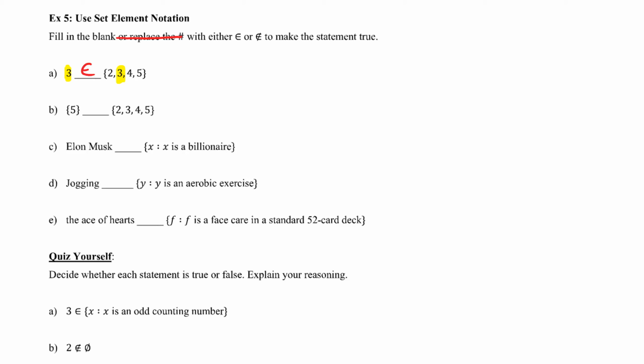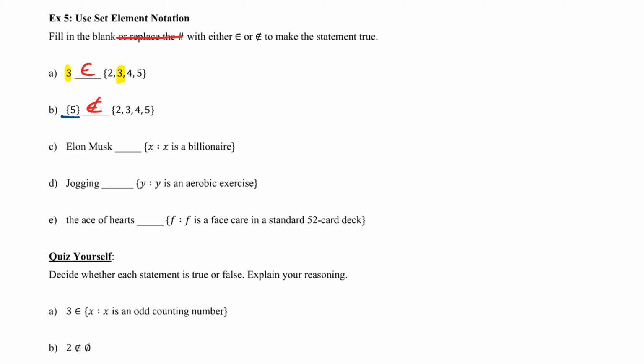Now we do want to be careful because part B looks very similar to that, but this time we notice it's the set with 5, and then the second set has 2, 3, 4, and 5. So because the set containing just 5 is not in this second set of brackets, this is not an element.